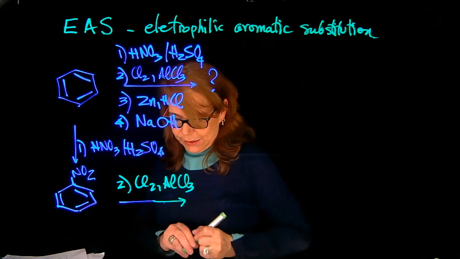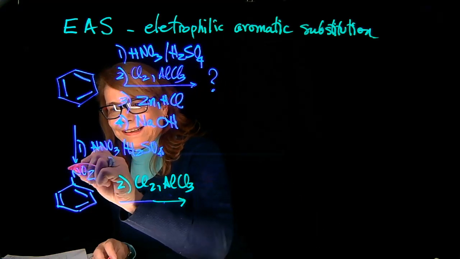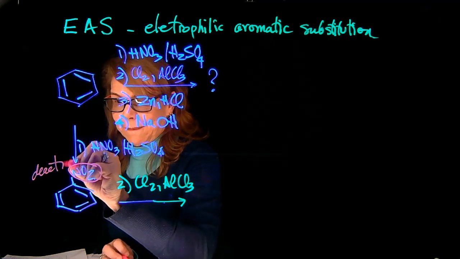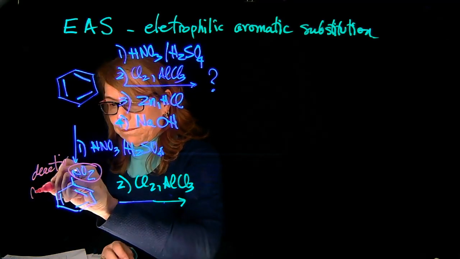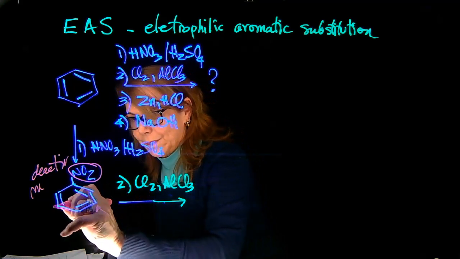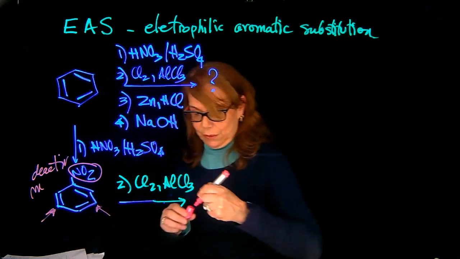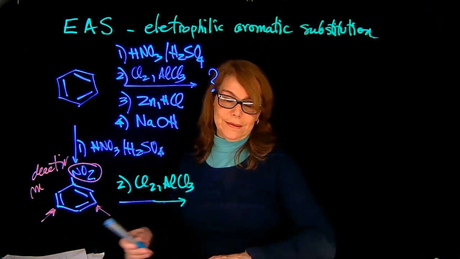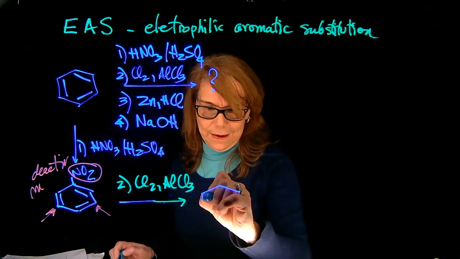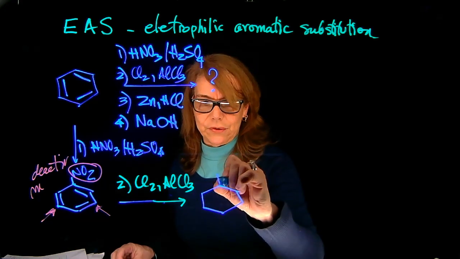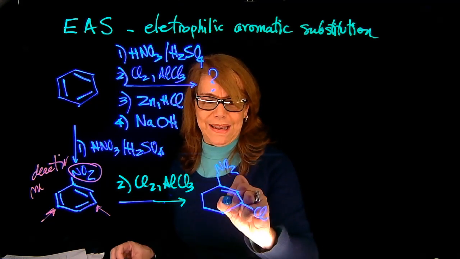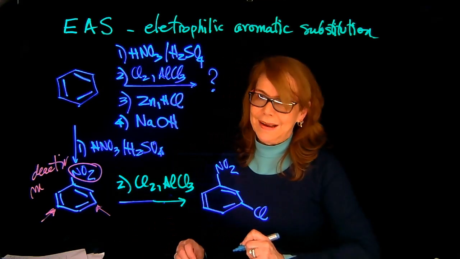So remember here that you have now installed a deactivating group, and this is meta directing. So you're going to be directing here, and it is equivalent. So my product for that step 2 here is the following. So I have nitro, and I have installed the chlorine meta to the nitro group.